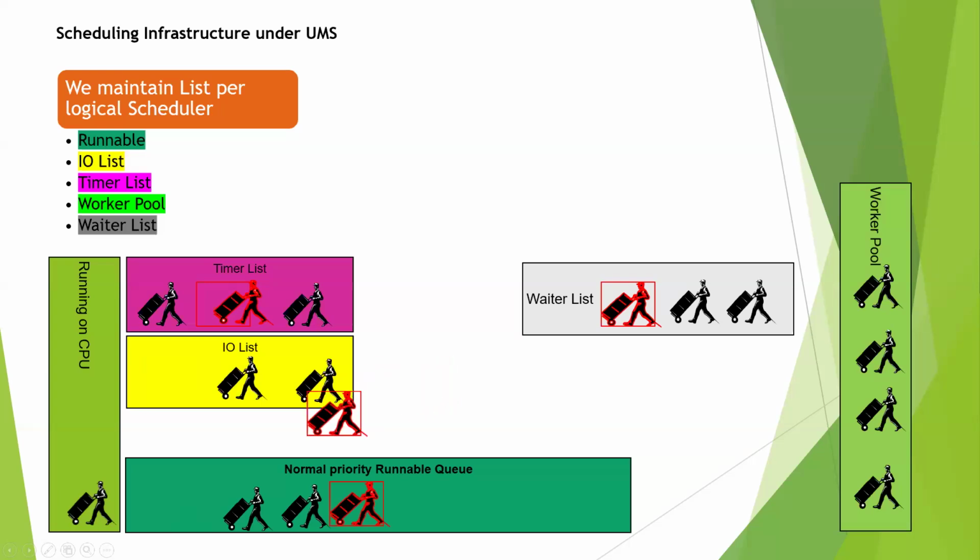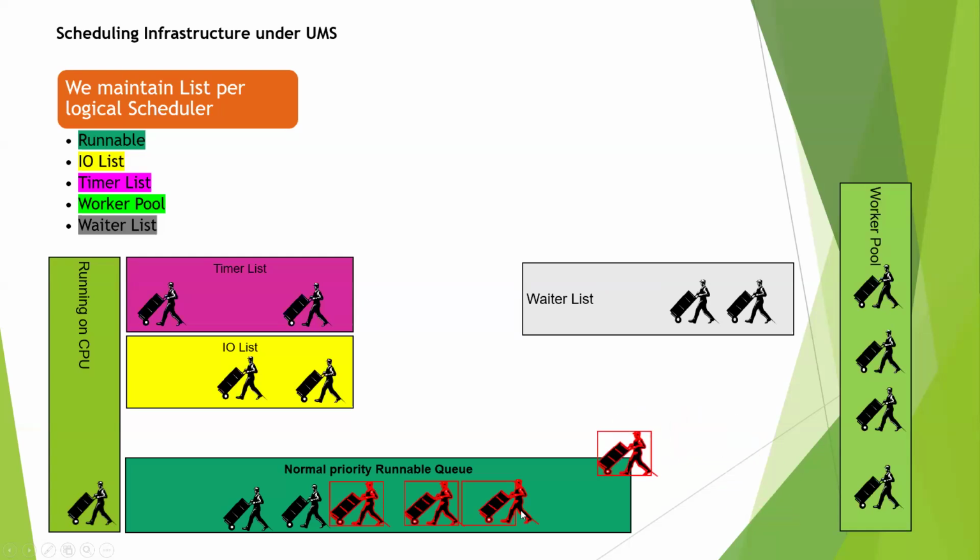Next one, in the IO list, whatever thread is waiting will go back to the end of the runnable queue, waiting for the CPU to be available and for all its preceding threads to be completed. Likewise, the timer: there will be a timer queue, and it will be at the end of the runnable queue. Likewise, the waiter will be at the end of the runnable queue, waiting for the CPU to be available.